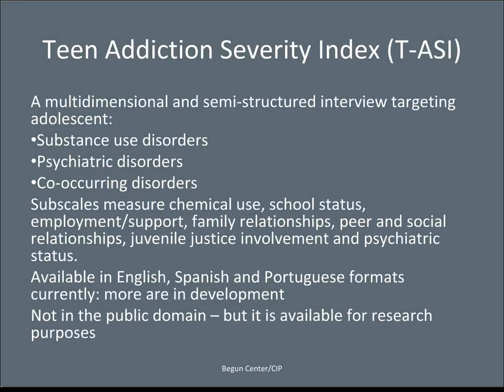The first one is the TASI, the Teen Addiction Severity Index. This one is a multidimensional semi-structured interview targeting adolescent substance use disorders, psychiatric disorders, and co-occurring disorders. So this one is nice in that it takes a look at both the substance use and the mental health side of things. Has subscales to measure chemical use, school status, employment and support, family relationships, peer and social relationships, juvenile justice involvement, psychiatric status. It is available in English, Spanish, and Portuguese, and there are currently more in development.